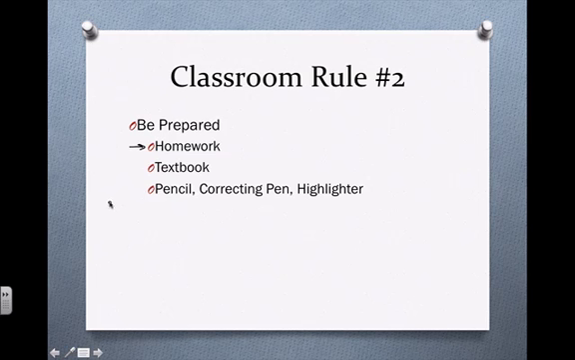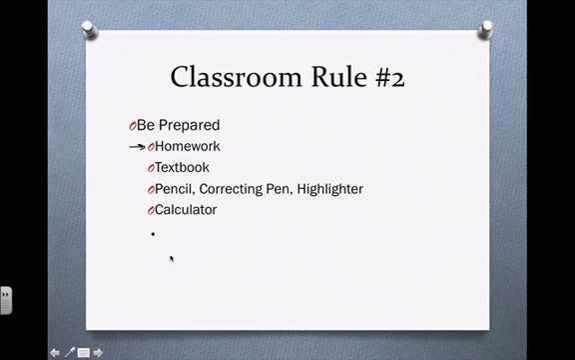Pencil, correcting pen, and a highlighter. And I'm going to go over what the correcting pen is in class when I see you, when we go over each category for your grade. But make sure you have all of these with you. Pencil and a correcting pen and a highlighter if you want one. That's just up to you. I know a lot of students like to highlight their answers sometimes.